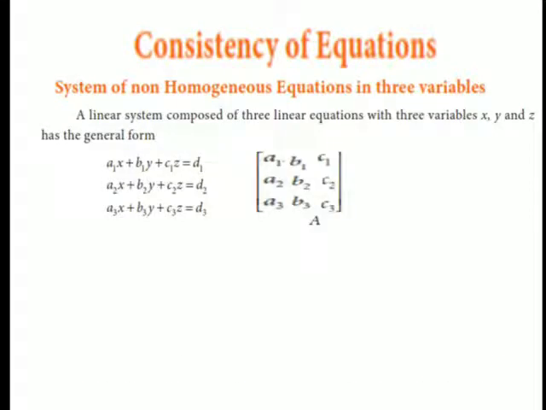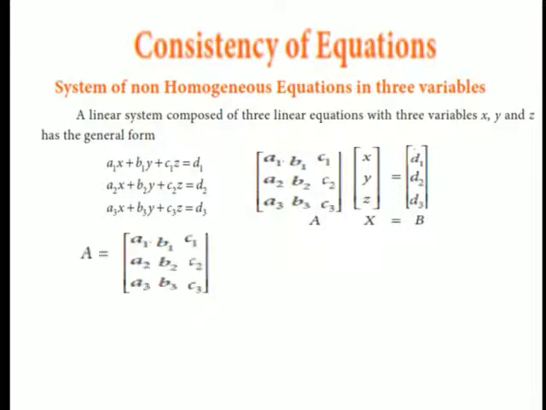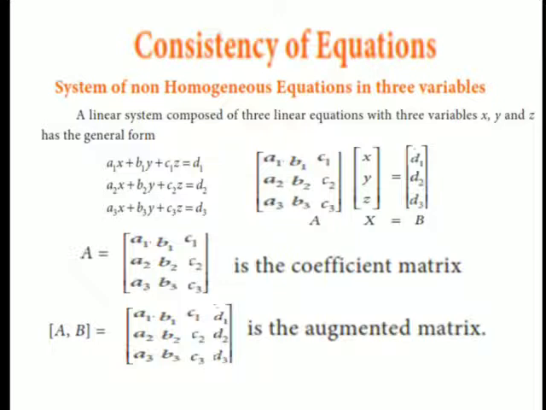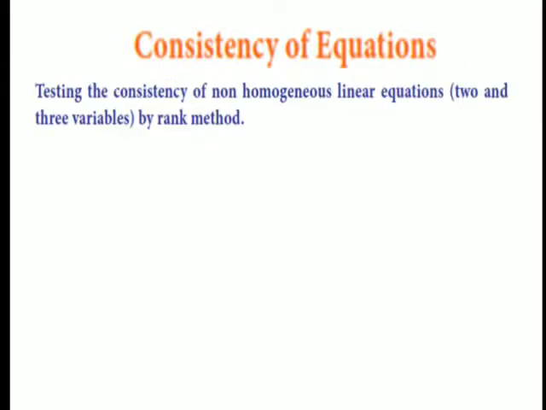Take the coefficients a1, b1, c1, a2, b2, c2, a3, b3, c3 as A. Then the variables x, y, z as X, and d1, d2, d3 as B. Then A is the coefficient matrix. A comma B is the augmented matrix.